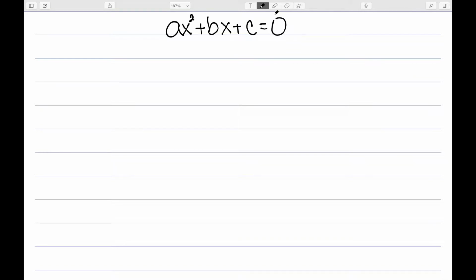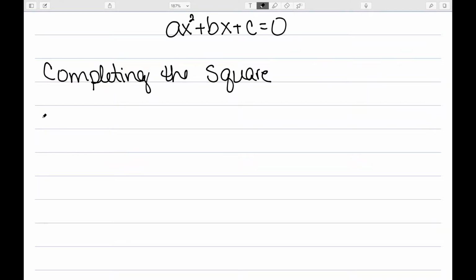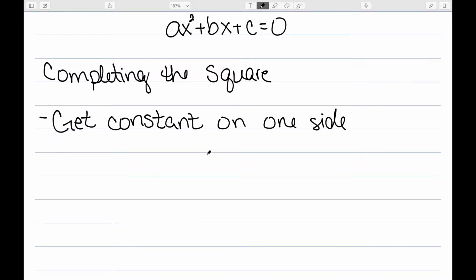I now want to look at solving things using the method of completing the square. So let's look at how to solve these types of equations using this method of completing the square. My first step is to get the constant on one side, so I should have all the x's on one side of the equation and all the constants on the other.